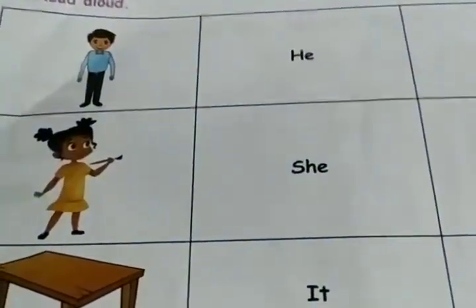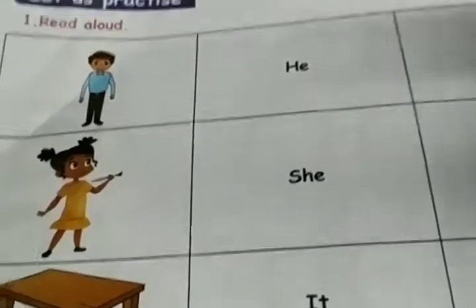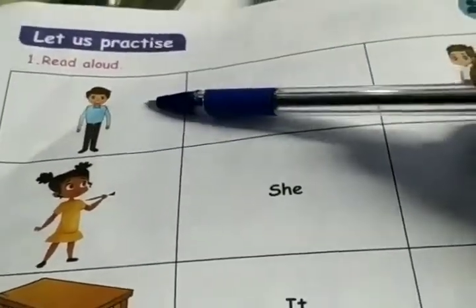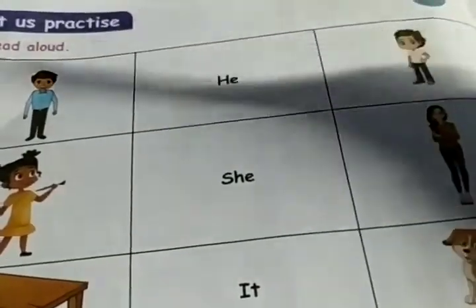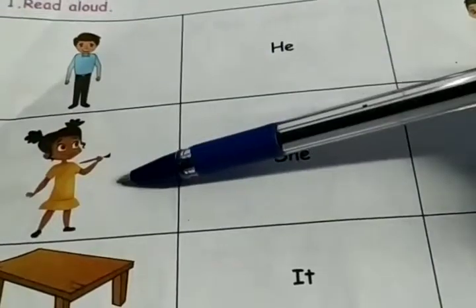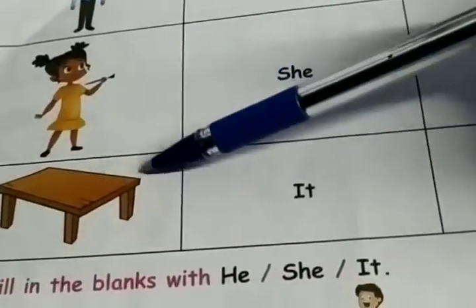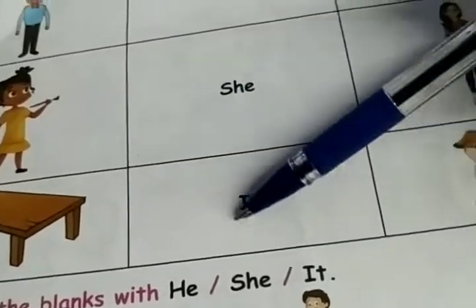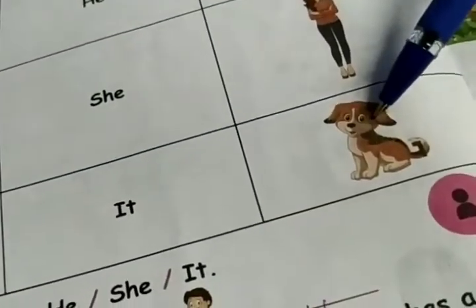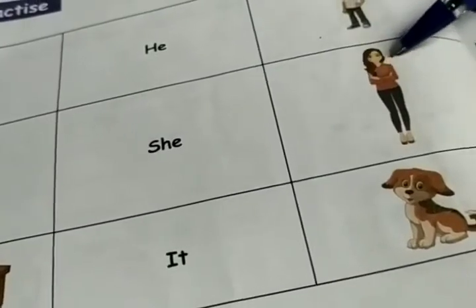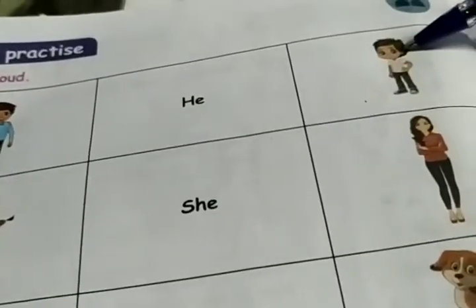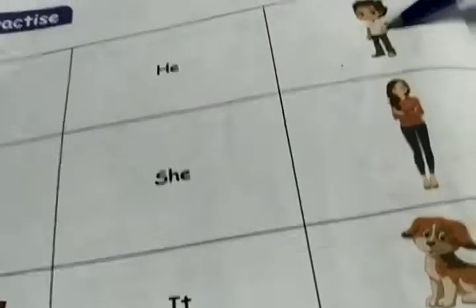Okay, next page number 56. See here, read aloud. So is this a boy or a girl? Boy. So we use he, isn't it? Then is this a boy or a girl? She, S-H-E, she. And this is a table, it's a thing, isn't it? So we use it, okay? Then this is a puppy, so it is it. This is not a boy or a girl. Then this is a girl, so she. Then this is a boy, isn't it?